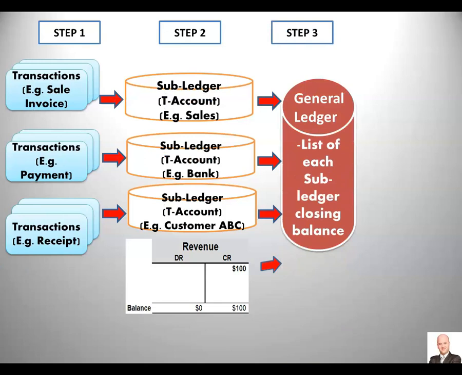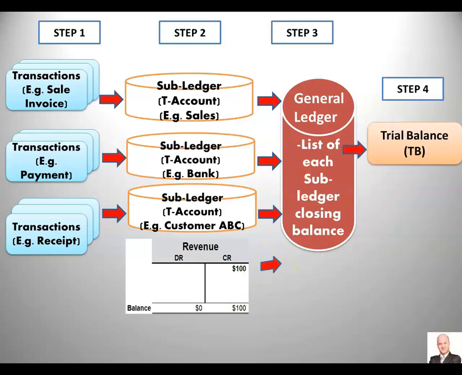Then we moved to step 3. Step 3 is about pulling out all the closing balance of each sub-ledger and putting them in a list. So we will have the closing balance of customer ABC, for bank, for sales, and so on. And we will put them in a list, which is called the general ledger. So the general ledger will only show the closing balance, whereas the sub-ledger here, the T accounts, will show each individual transaction.